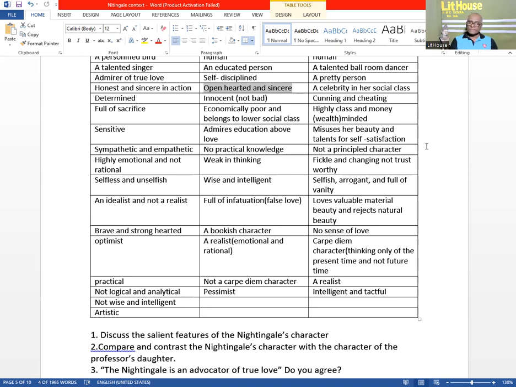He honestly, open-heartedly mentions his problem to the whole world. What is his problem? Red rose. The whole world comes to know his problem. Open-heartedness. Even sincere. Right? Quite honest. And innocent. What is the meaning of innocent? Not bad. Innocent means not bad. Remember, that is the meaning. The young student is not a bad boy, bad guy.